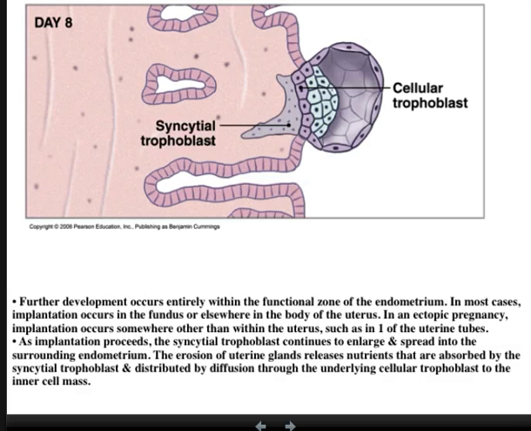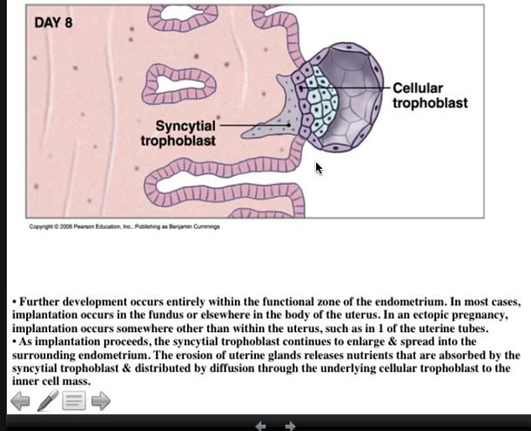As implantation proceeds, the syncytial trophoblast continues to enlarge and spread to the surrounding endometrium. The erosion of uterine glands releases nutrients that are absorbed by the syncytial trophoblast and distributed by diffusion through the underlying cellular trophoblast to the inner cell mass. So basically we're chewing things up and we're sending the nutrient liquid to the inner cell mass.